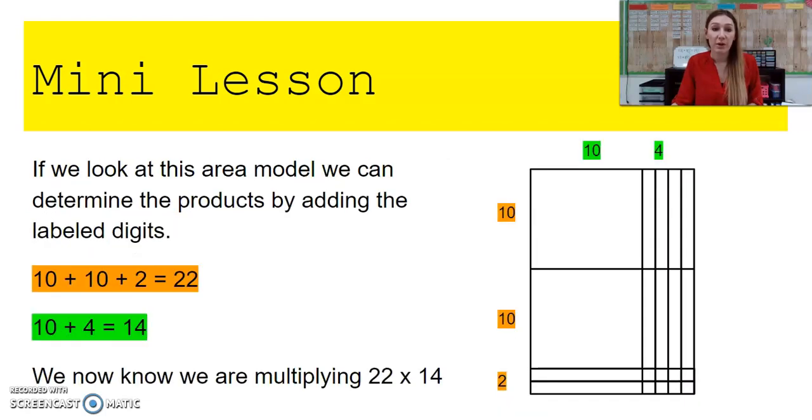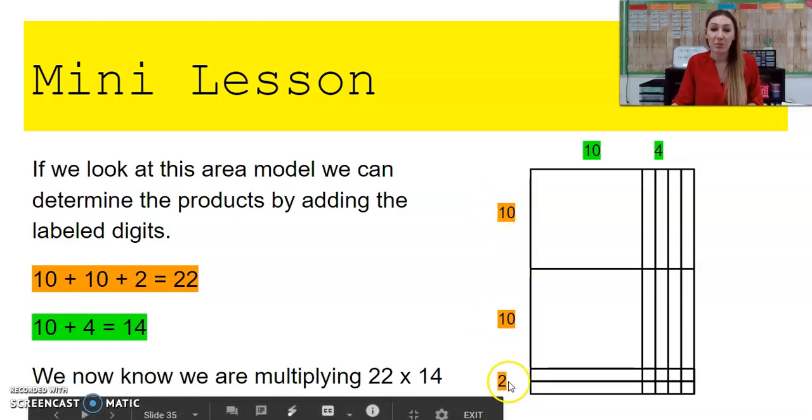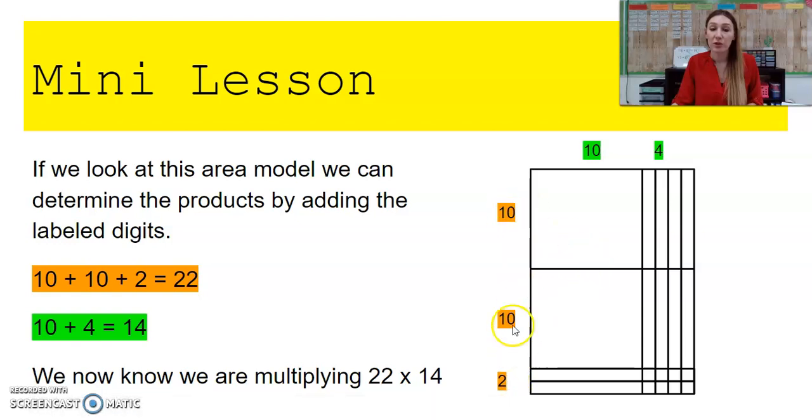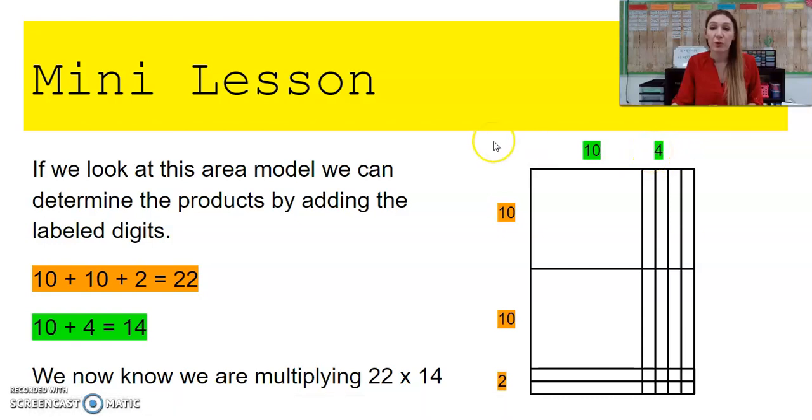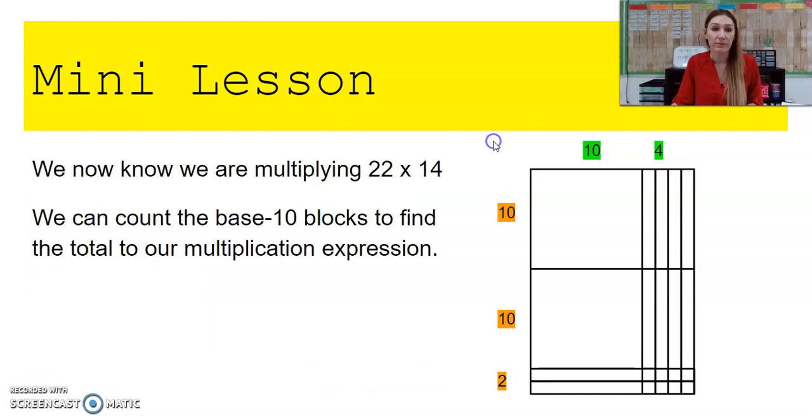If we look at this area model, we can determine the products by adding the labeled digits. So if I look at my rows, I have 10 plus 10 plus 2. So that would give me a total of 22. Then my columns, 10 plus 4, would give me a total of 14. So we know that we're multiplying 22 times 14.